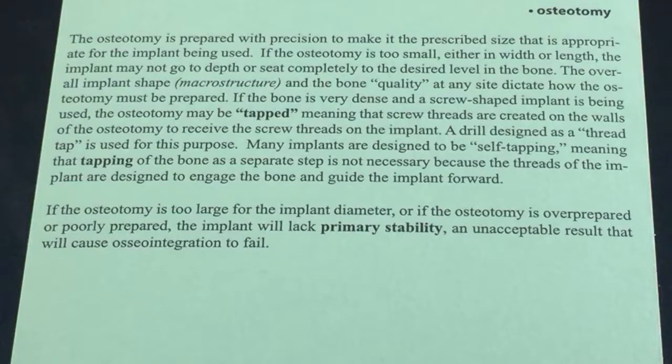Many implants are designed to be self-tapping, meaning the tapping of the bone as a separate step is not necessary because the threads of the implant are designed to engage the bone and guide the implant forward. If the osteotomy is too large for the implant diameter, or if the osteotomy is over-prepared or poorly prepared, the implant will lack primary stability and an unacceptable result that will cause osteointegration to fail.